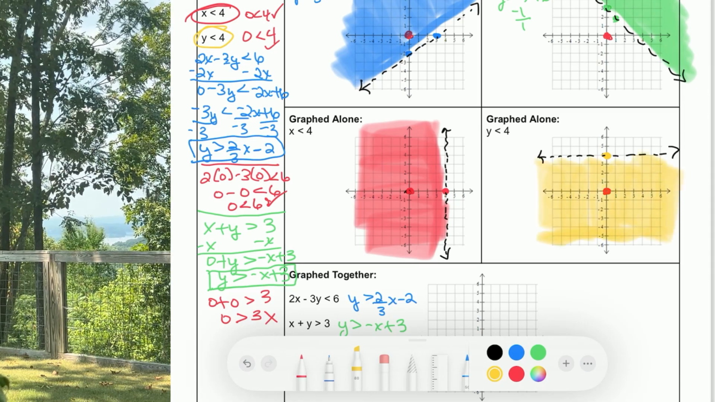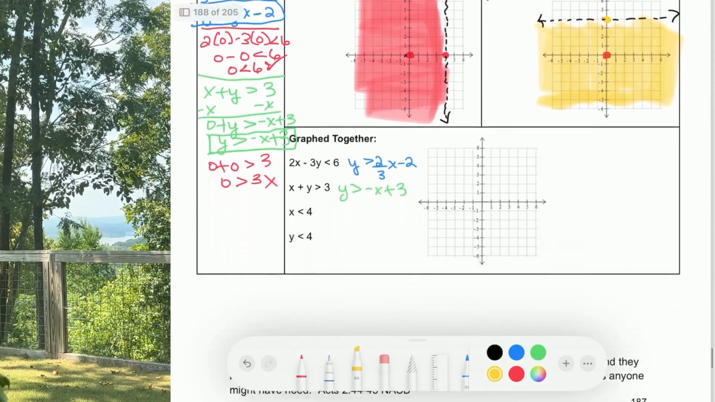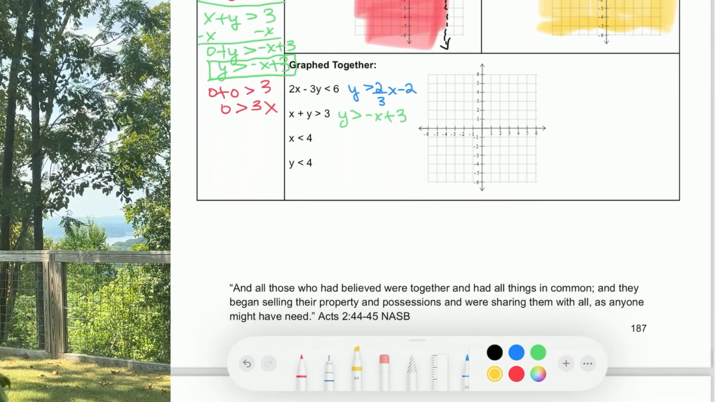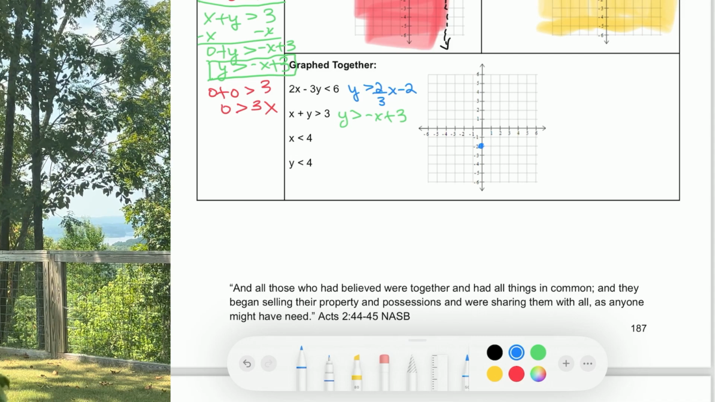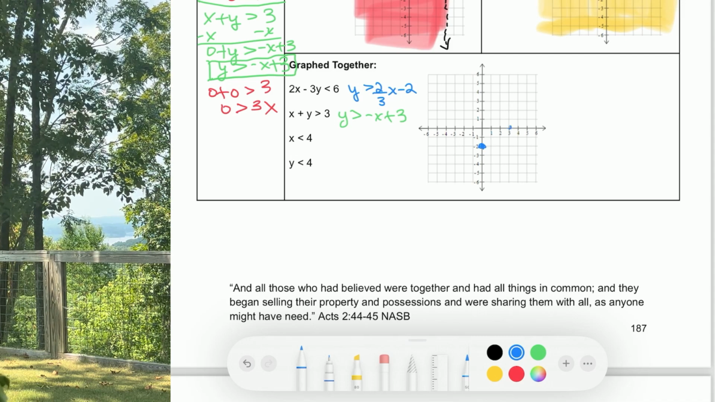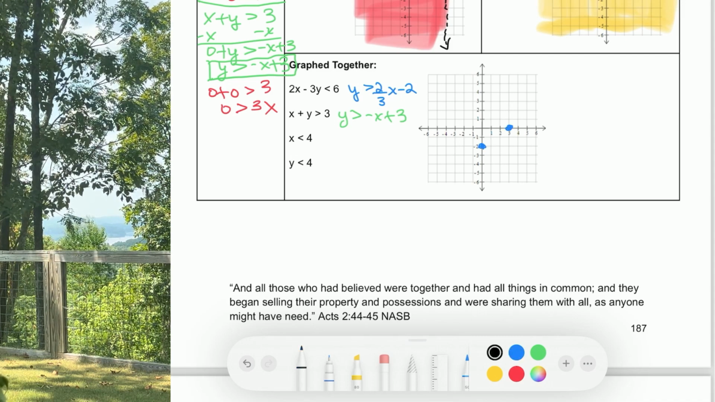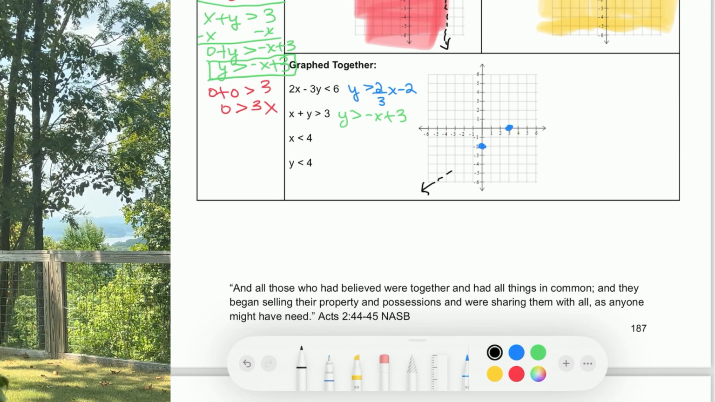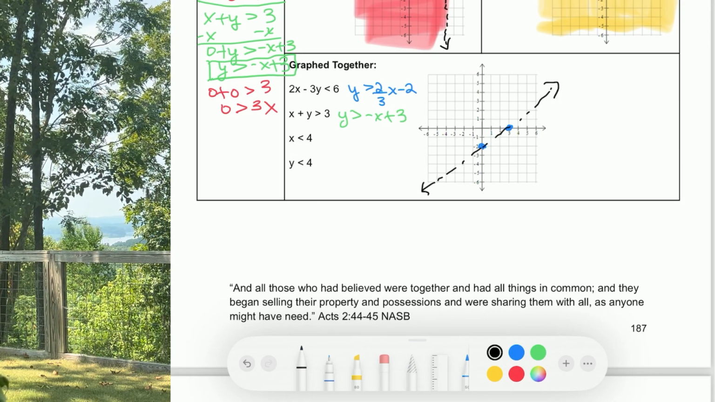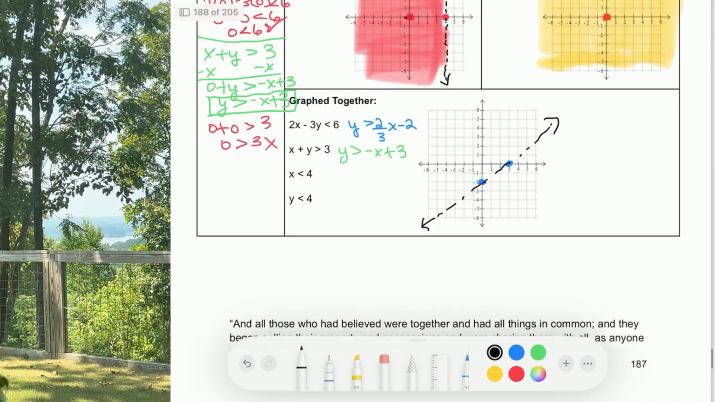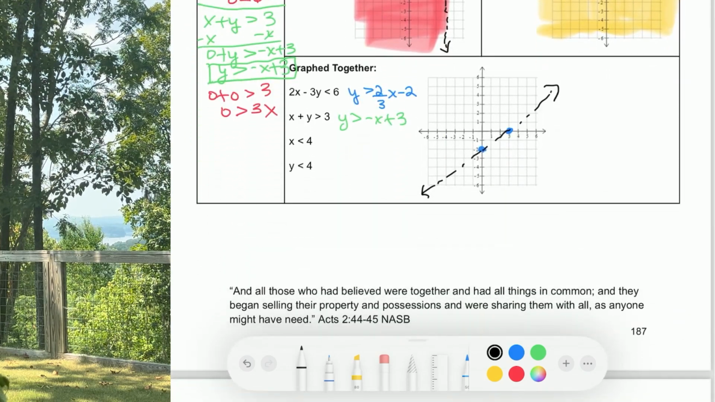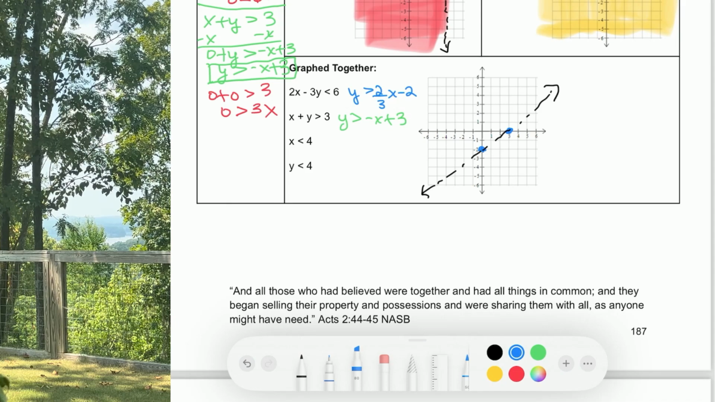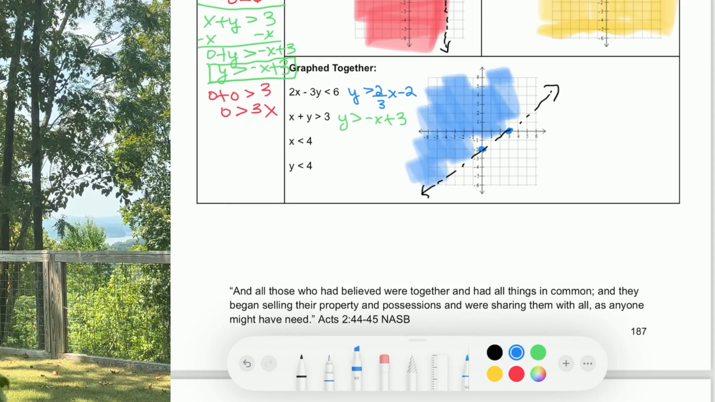All right, now let's take all 4 of those and graph them on this graph right here. So I had the -2 up 2 over 3. It's a dotted line. And let's see, I had my shading at the top of that one. So I'm going to go ahead and do that while we're here. I'm just going to go ahead and shade right here.